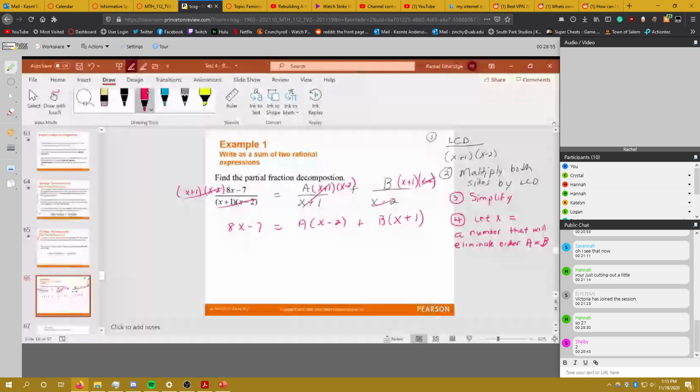So everywhere I have an x, I'm just going to plug in a 2. And now I'm just going to go through and do the math. So this is going to be 16 minus 7, which is 9. This is going to be 0, so the whole thing cancels out. And then 2 plus 1 is 3. So I just have 3B over here.